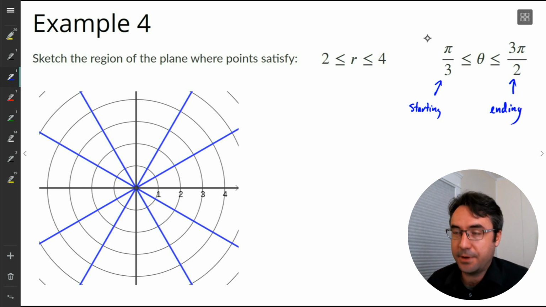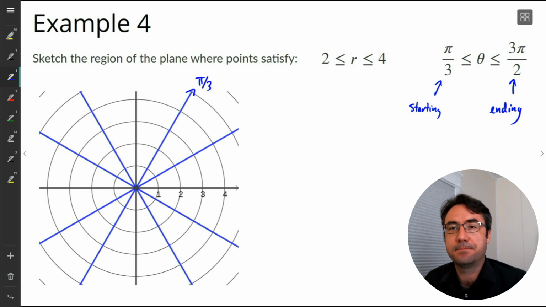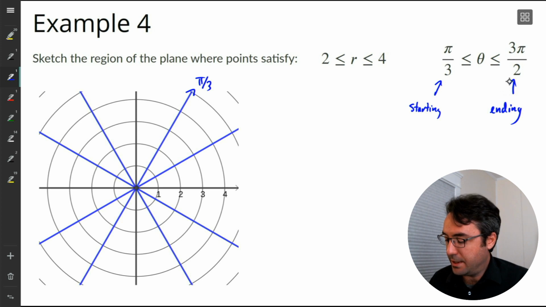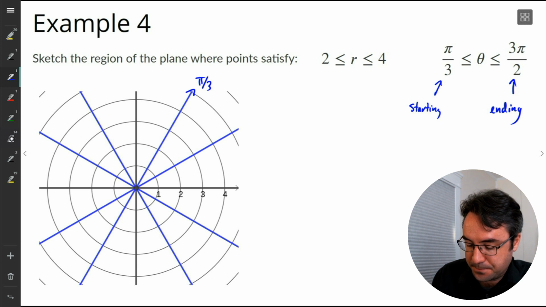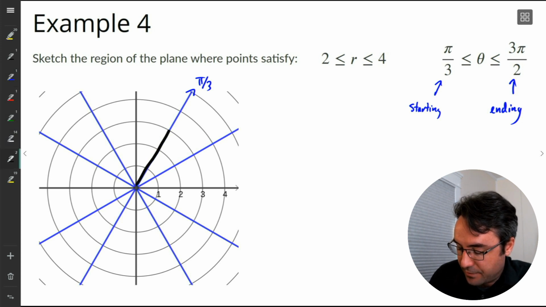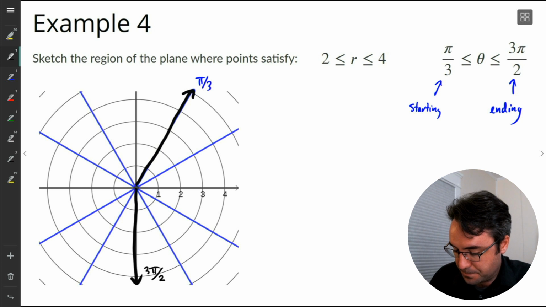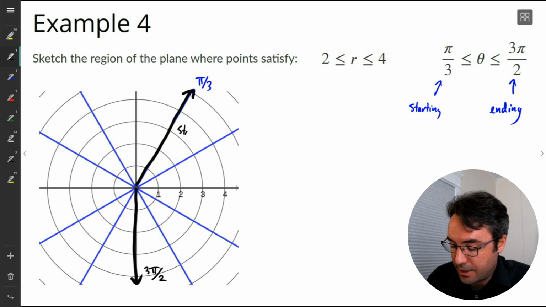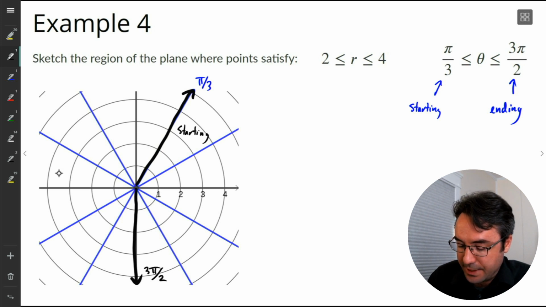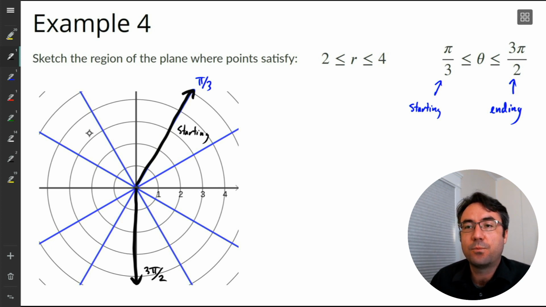So we want to start at pi over 3. So that's right here. This is our pi over 3 ray. And what is 3 pi over 2? Well, 3 pi over 2 is the negative y-axis. So we have our starting ray, pi over 3, and then we have our ending ray, which is 3 pi over 2. And we're going to work our way counterclockwise until we get to that ending ray. So we're starting with pi over 3, working counterclockwise.